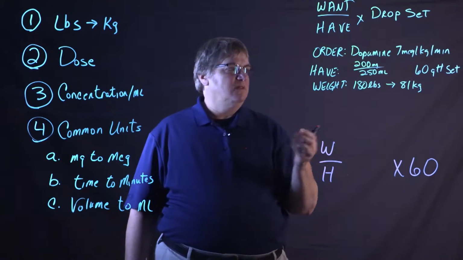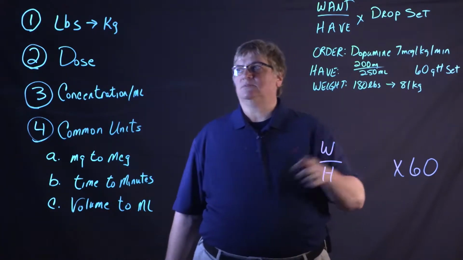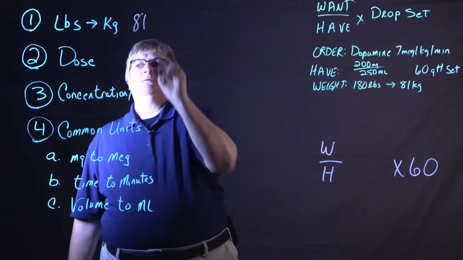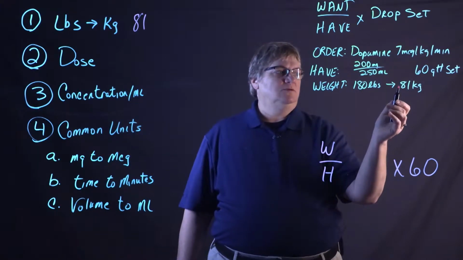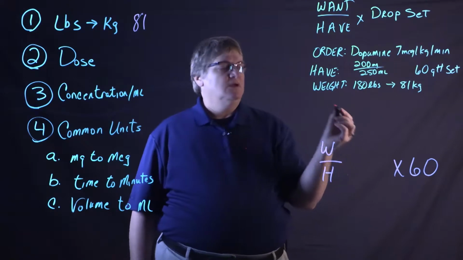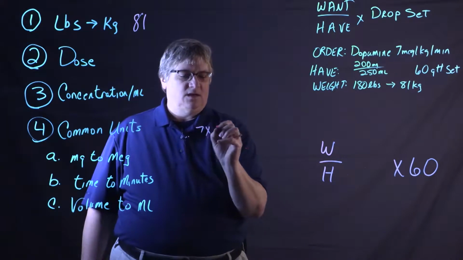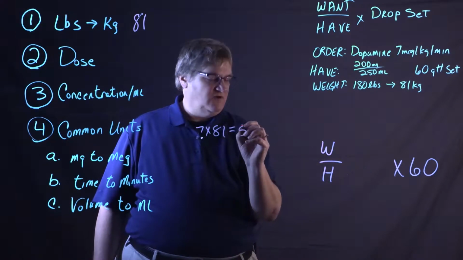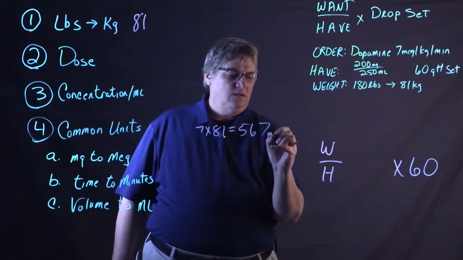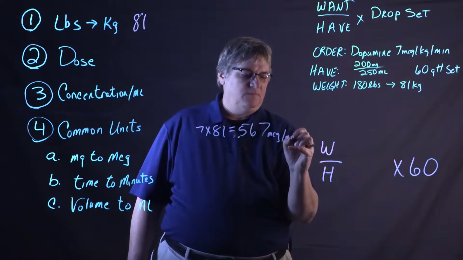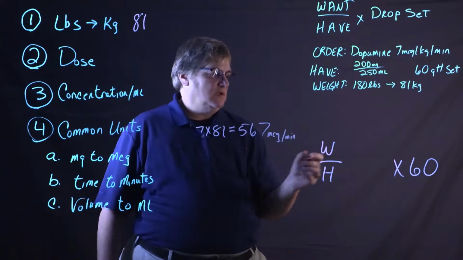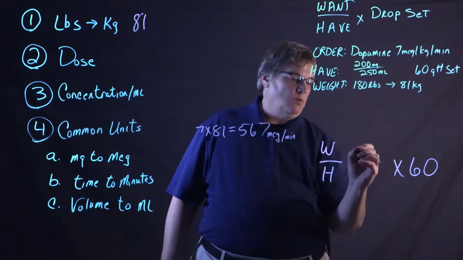Using the 3 a.m. method, I converted that to 81 kilograms. So we're going to put that up here. In order to find my dose, I take his weight times the dose ordered. So 7 times 81 equals 567 micrograms per minute. This is what I want to deliver. Okay, so I'm going to put 567 in my want.